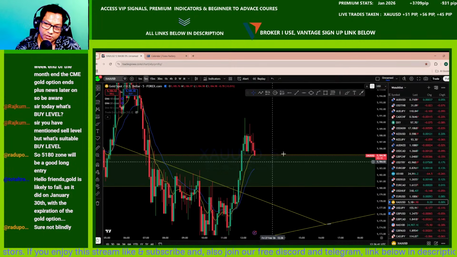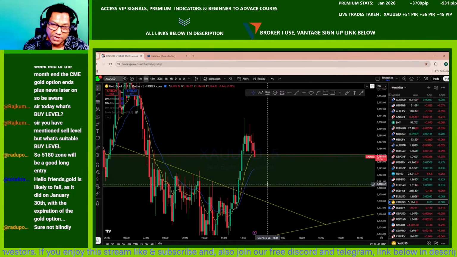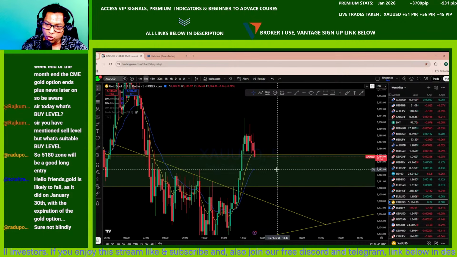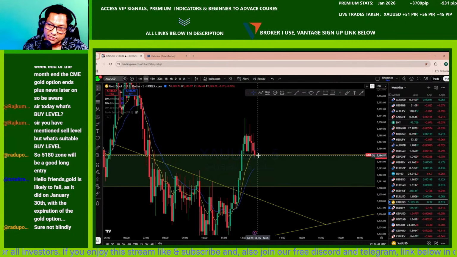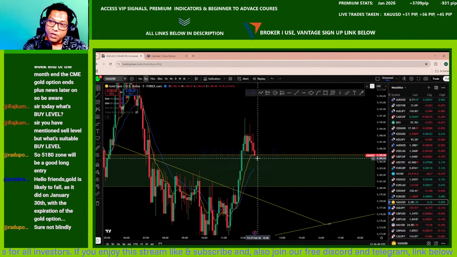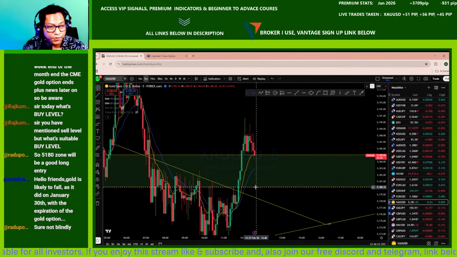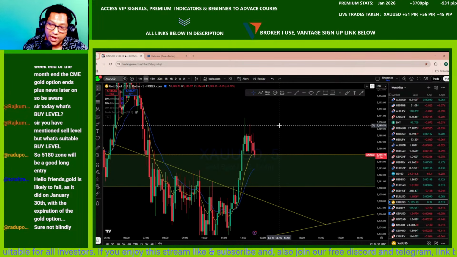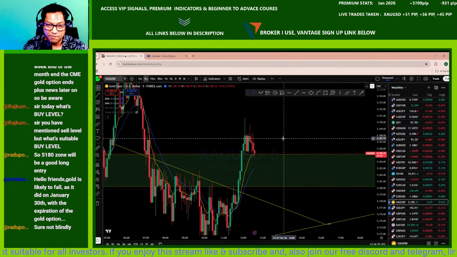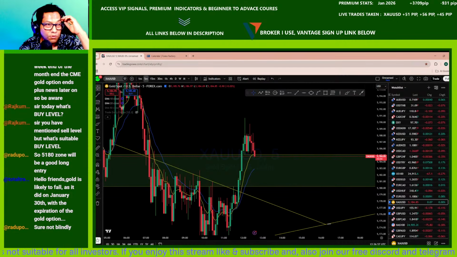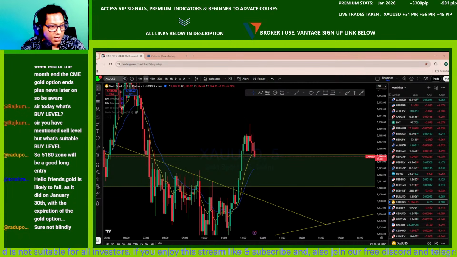Okay, so we see the break of this low here. There is an imbalance in that area. If this break is a false break, we can look for that entry back to the upside in that market. All right, so we'll be looking at that. I'm waiting for the entry.